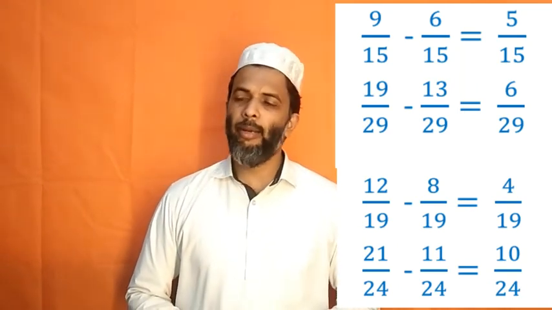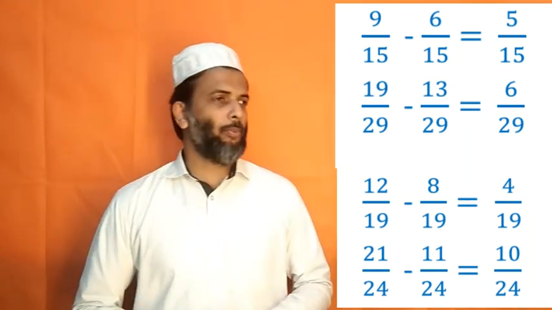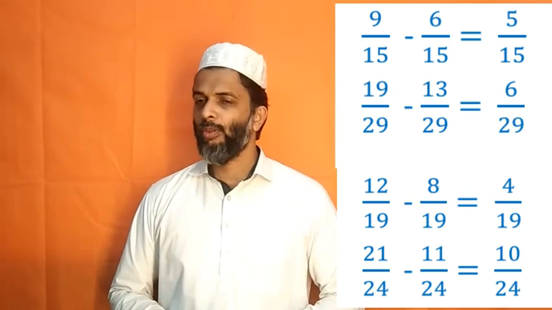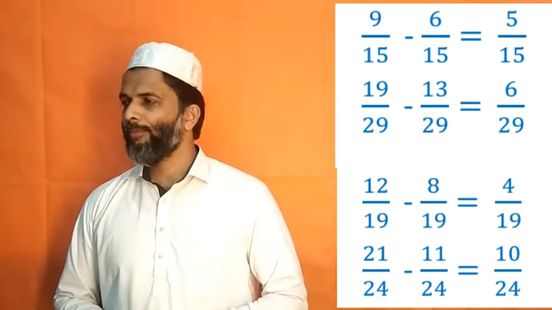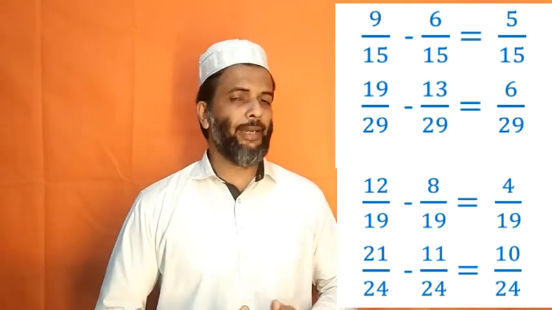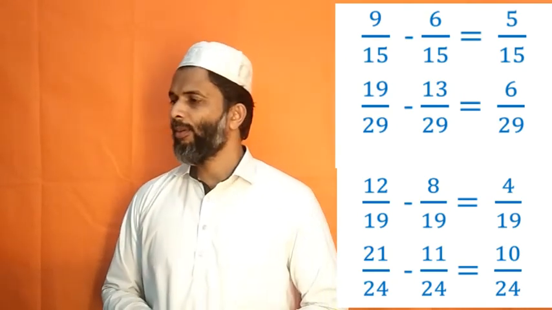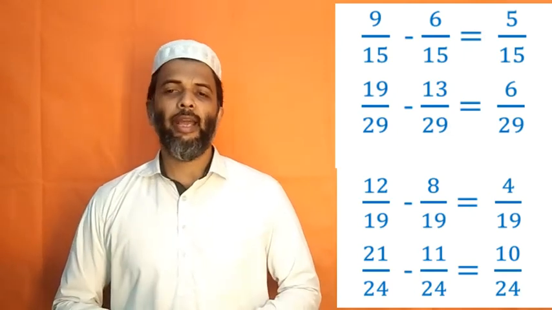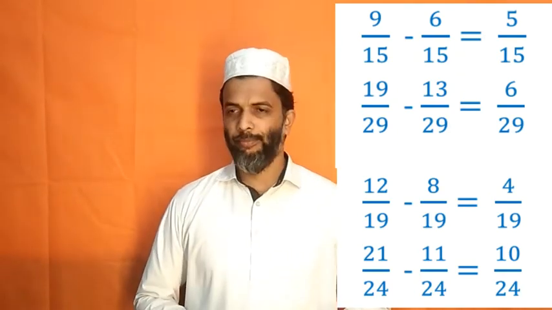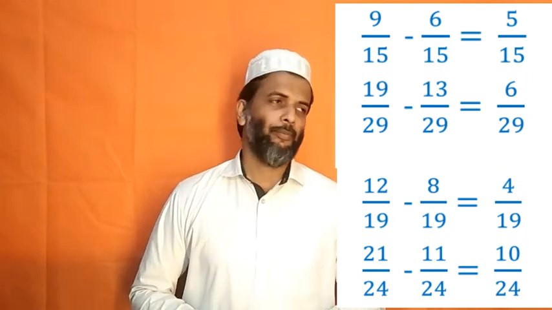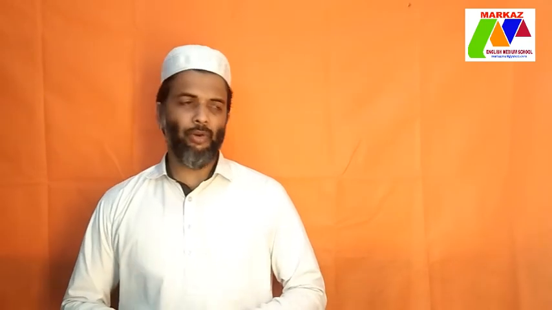Second one, 10 by 24. Common multiple is 2. So how many 2s in 24? 12 times. How many 2s in 10? 5 times. So we can write 10 by 24 is equal to 5 by 12. Okay. Today's class ends here. Please note your homework. Page number 72.